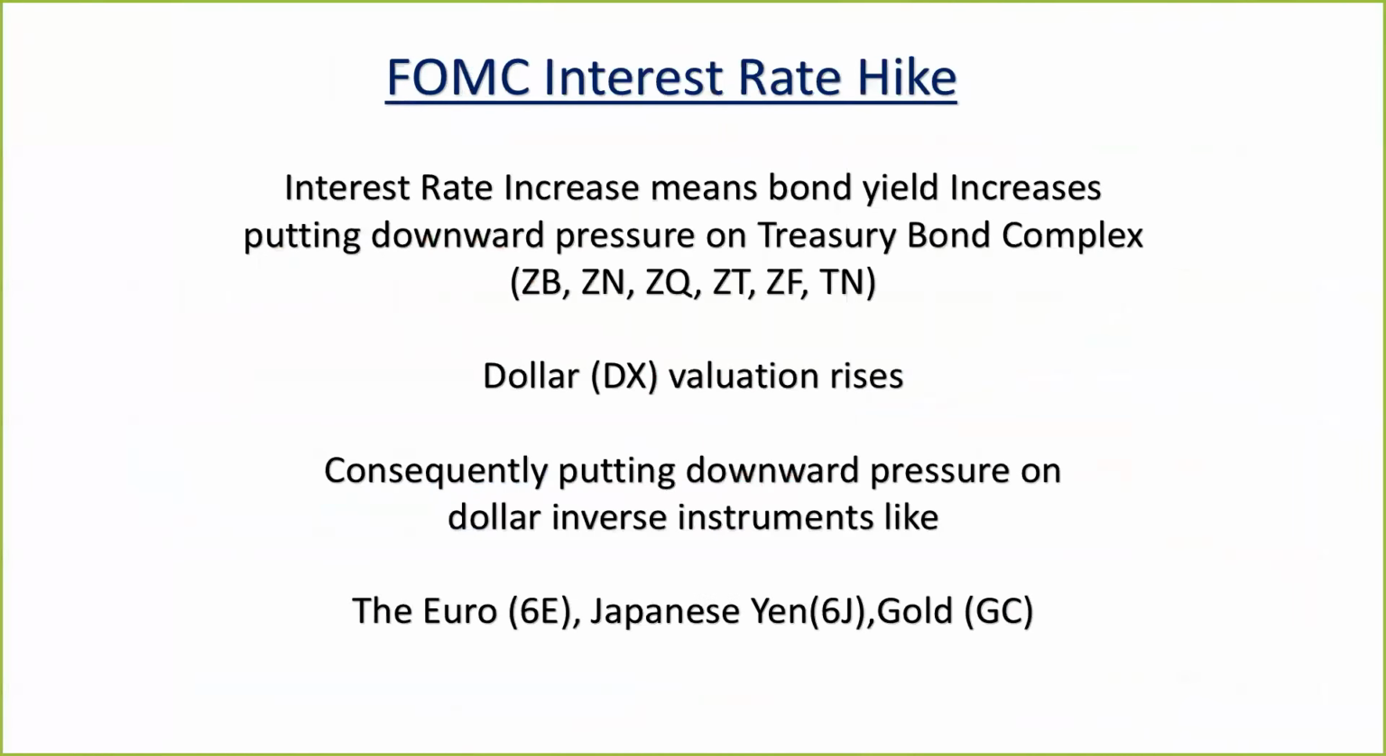Okay, so that brings us to FOMC interest rates. We're pretty sure, or at least the market's pretty sure, that in December they're going to hike interest rates. Here's what will probably happen. The interest rates will go up, the dollar will rise, bonds will go down, and the dollar rising will put downward pressure on inverse instruments to the dollar, like the euro and the Japanese yen and gold, possibly oil too.